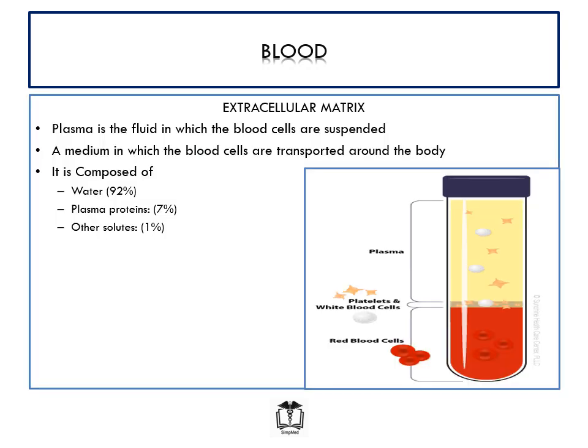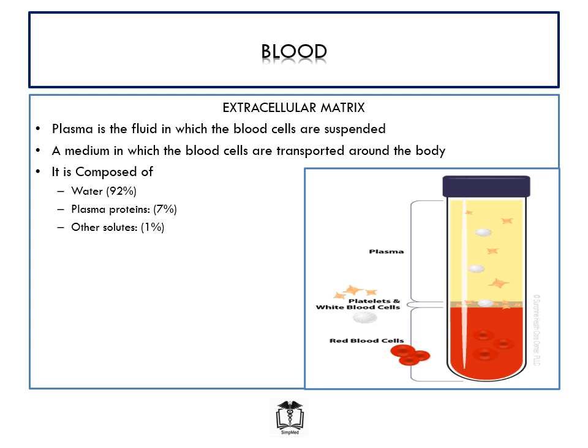Let's start with the extracellular matrix of blood. Plasma is the fluid in which the cells are usually suspended. It's the medium in which the blood cells are transported around the body, in which circulation tends to occur. It is what makes blood largely fluid. Plasma is composed of three major components.